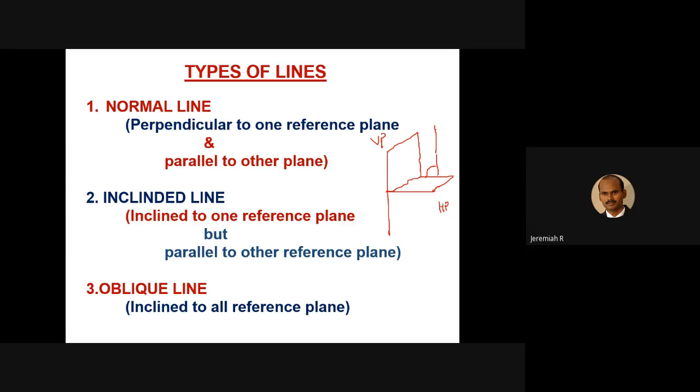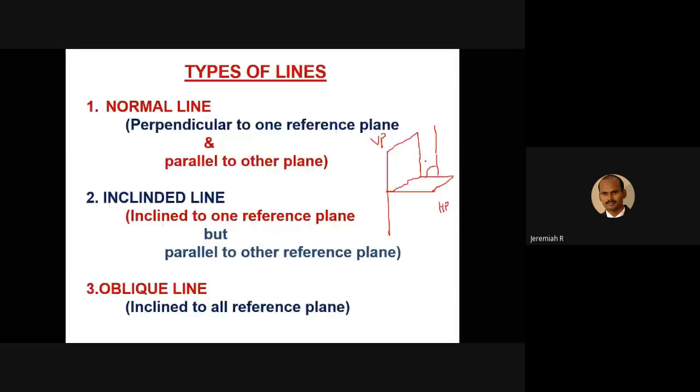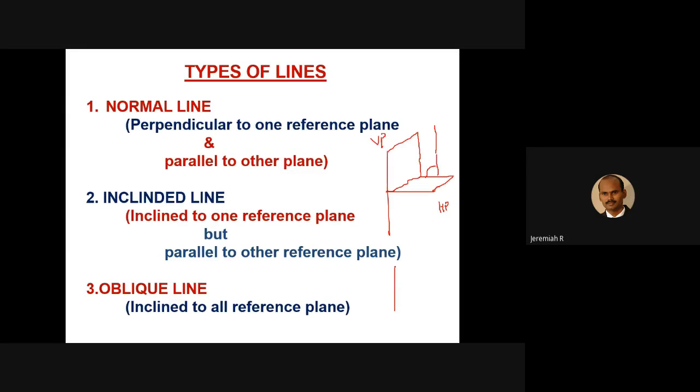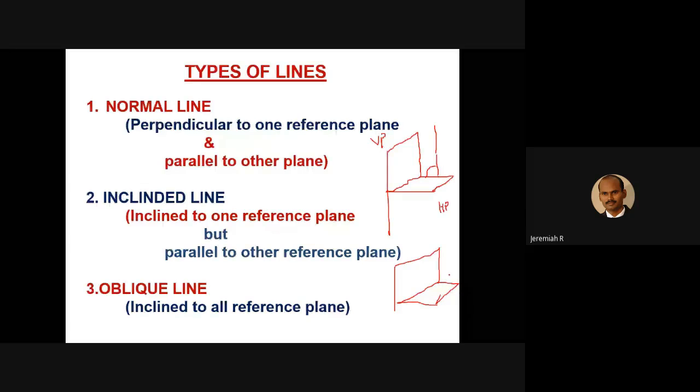So when you say parallel, the distance should be equal at any point. So this case is a line perpendicular to HP but parallel to VP. There is one more possibility when you say normal line. So this is a normal line. When you say normal line, there is one more possibility: a line is like this.